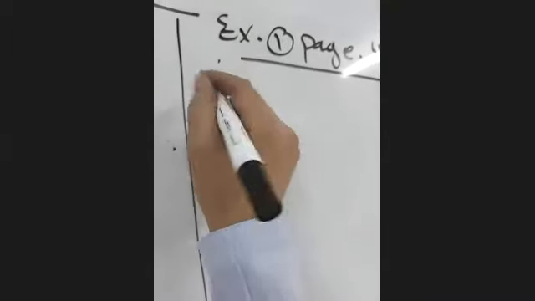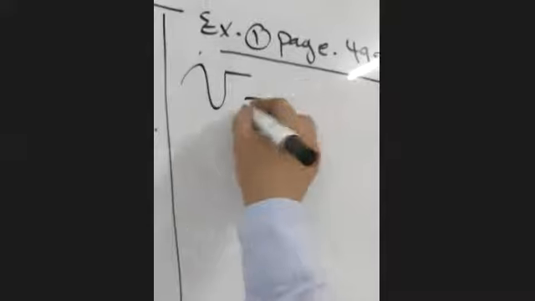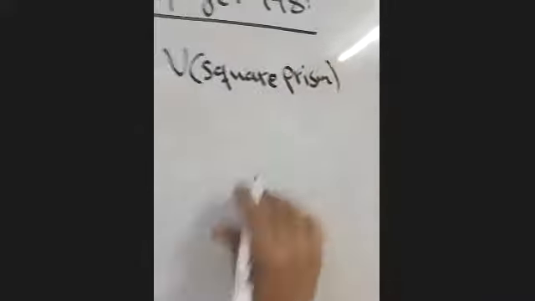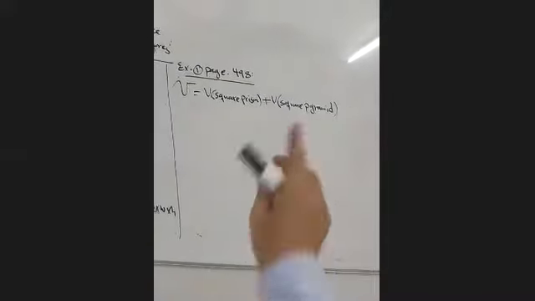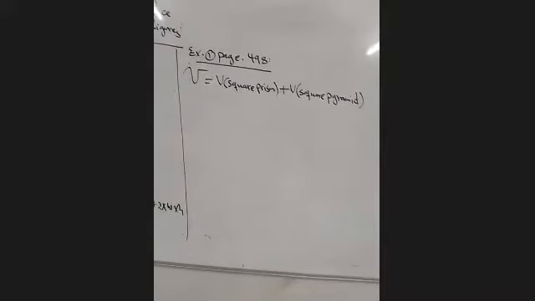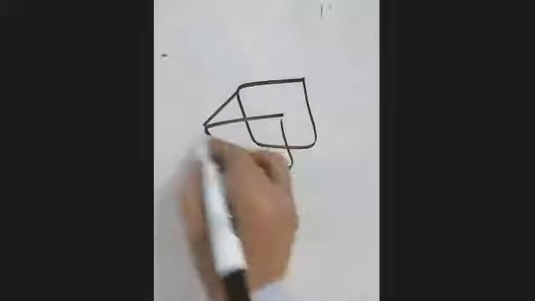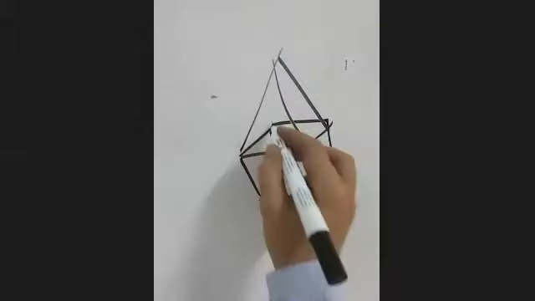Yes. So, look at the board, what I will write now. Big V, volume of the whole figure, equals volume of the square prism, which is the lower part, plus volume of the square pyramid, which is the upper part, right? So the whole volume is the volume of the lower part, the square prism, and the volume of the upper part, the square pyramid. Now, let's find the first part. How do we find the volume of this part? We have the lower part here, right? Then we will find the volume of the upper part.